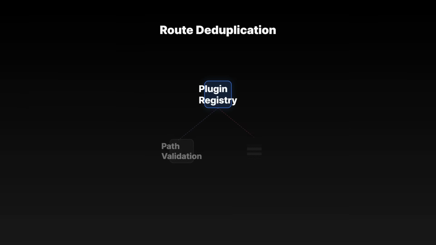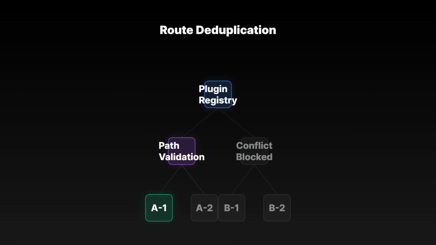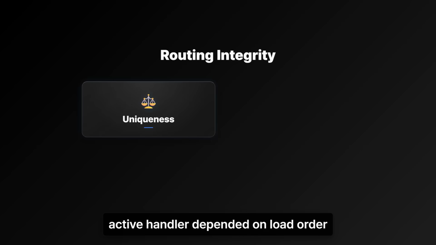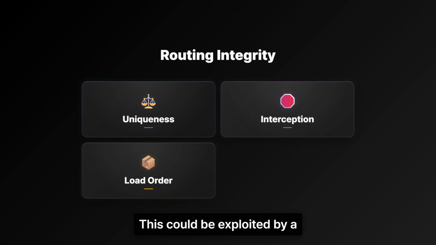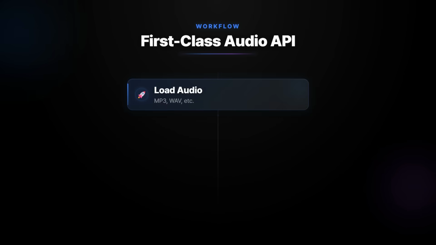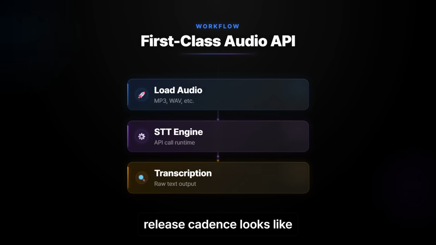The third is plugin route deduplication. When two plugins registered conflicting API routes, previous versions would silently accept both, creating an unpredictable routing state where the active handler depended on load order. This could be exploited by a malicious plugin to silently intercept traffic intended for a trusted plugin. The patch enforces strict route uniqueness at registration time and rejects conflicts with an explicit error. 3 separate patches, 3 separate privilege escalation surfaces, all closed in one release. This is what a security-aware release cadence looks like.